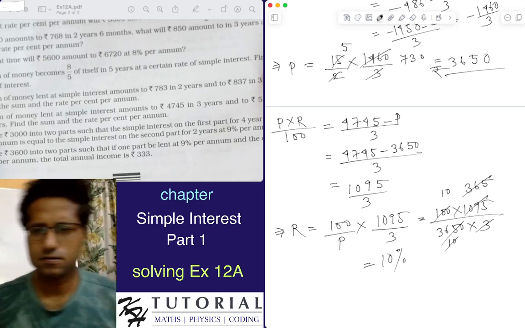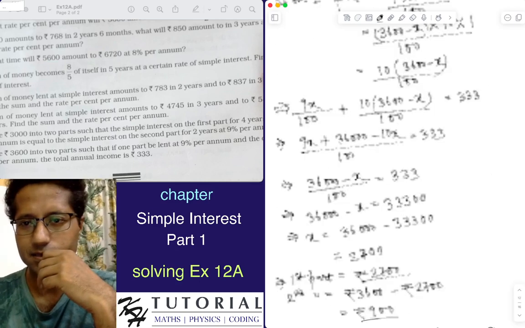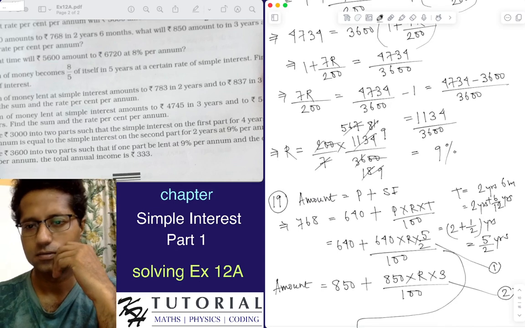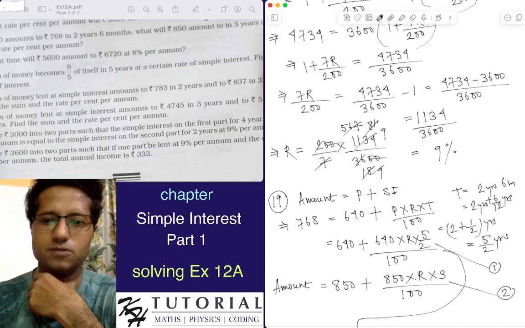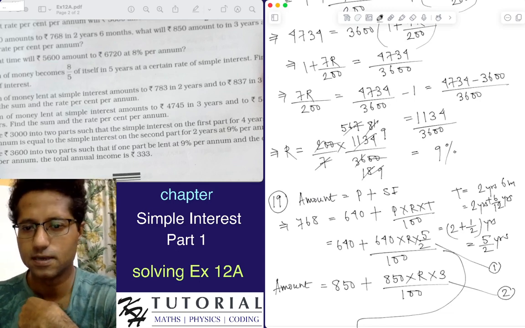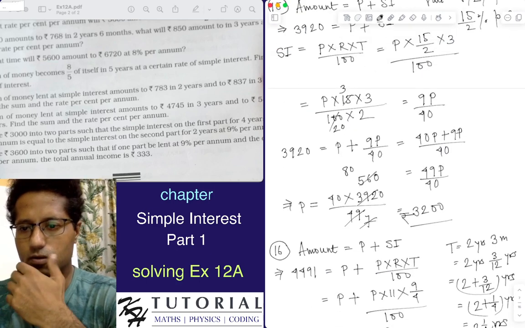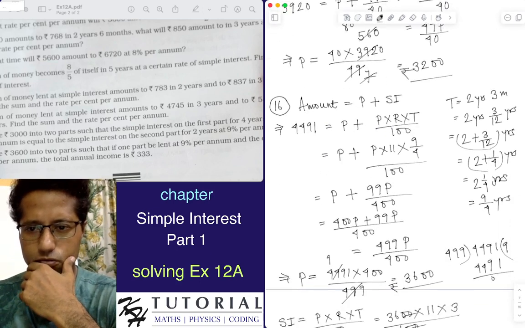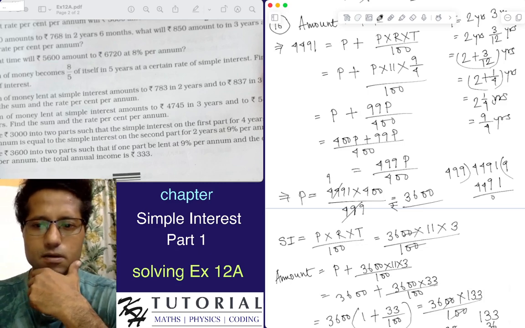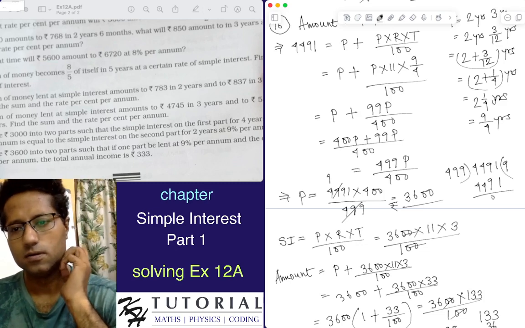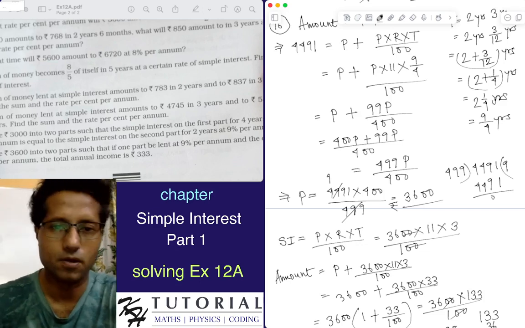You have to be very patient for solving these problems on simple interest. The main two formulas that will be widely used are: amount equals principal plus simple interest, that is amount equals P plus SI, and of course the formula for simple interest, that is PRT by 100. In doing calculations you might have to use some trick so that the calculation becomes easy and less lengthy. You have to practice, and you will get to know when you practice solving more problems.